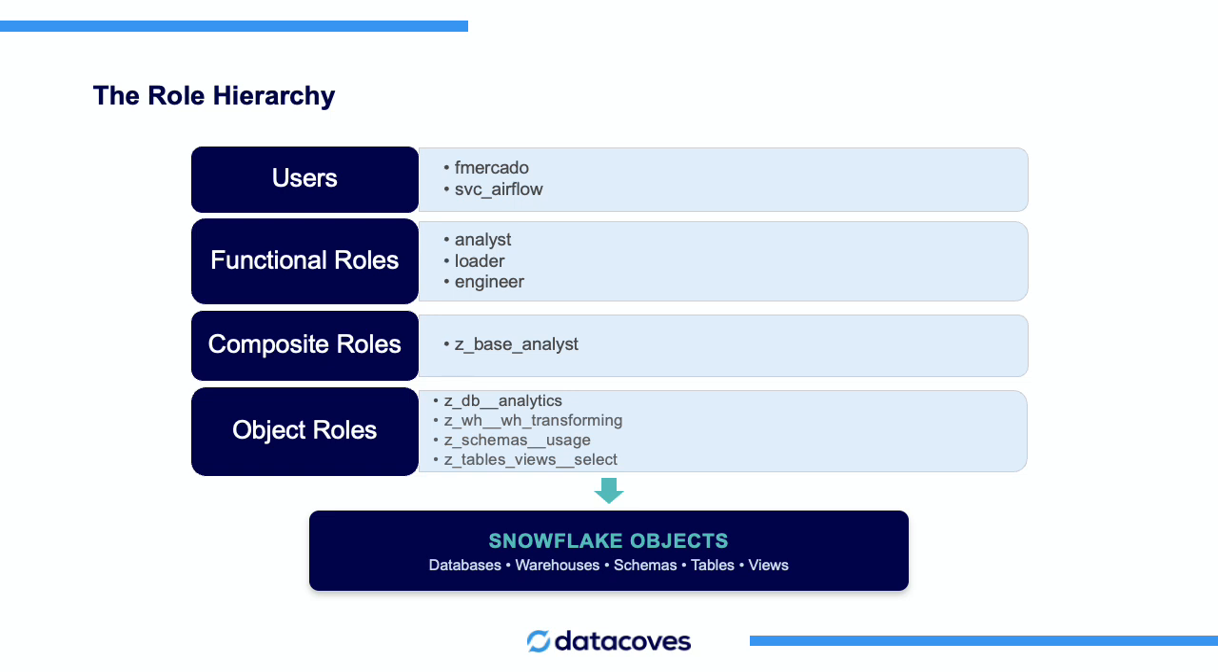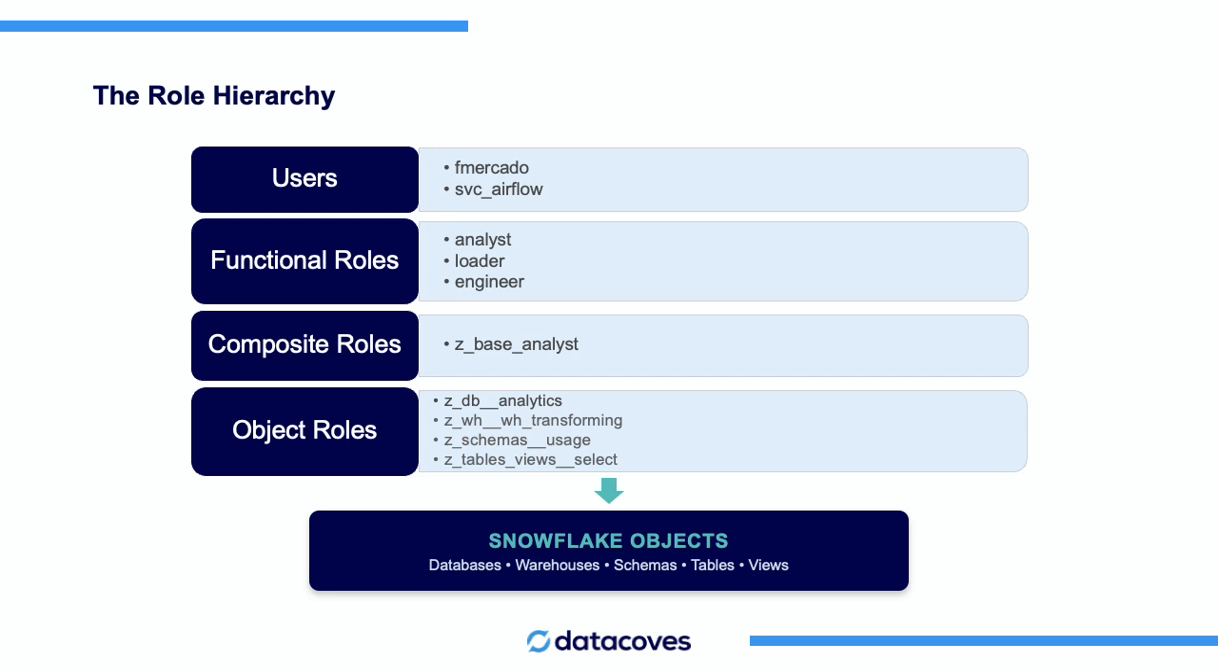By convention, we prefix them with C underscore, so they sort to the bottom of the role list in the UI. Above that, base or composite roles. These bundle object roles together into logical groups. For example, everything an analyst needs to see. Then, functional roles. These are the human readable ones. Analyst, loader, engineer. These are what you actually assign to users.